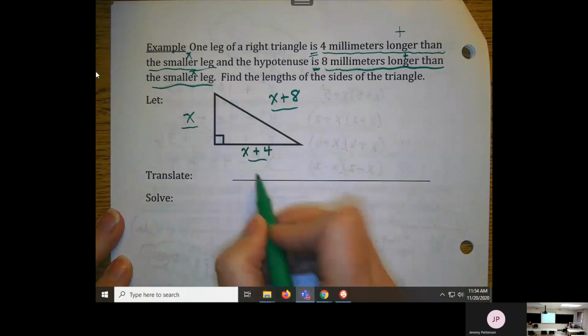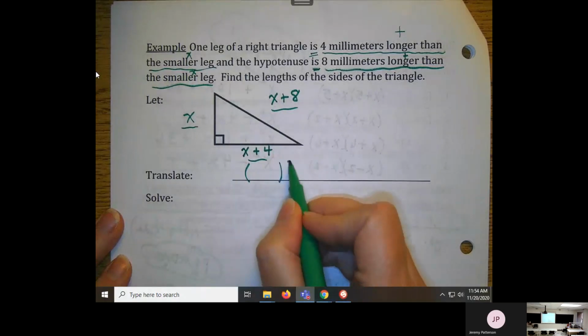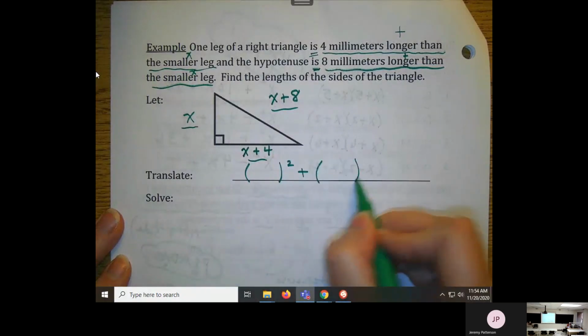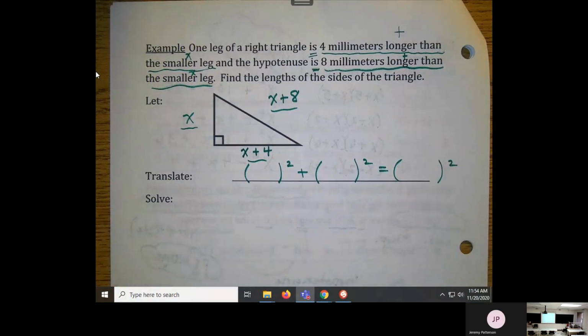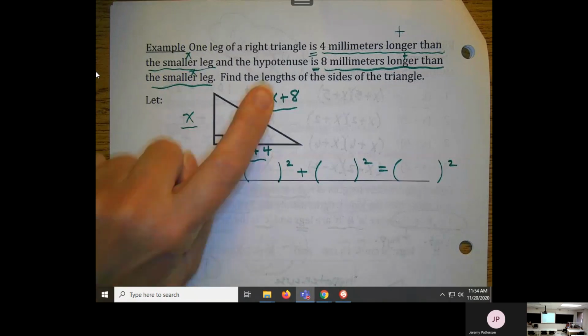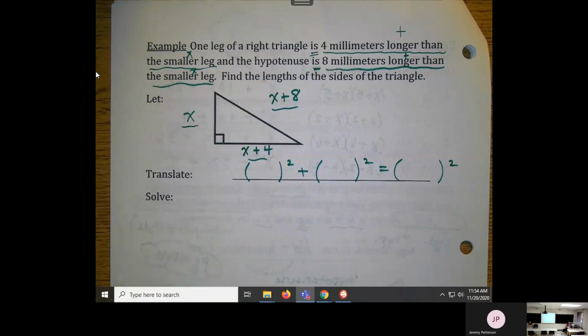If you want to ask anything about how we labeled those sides, let me know. Does it matter where you put, like, x plus 4, x of the small legs? No, it doesn't. It can be either one. The hypotenuse is the one that has to be there. The others are interchangeable.